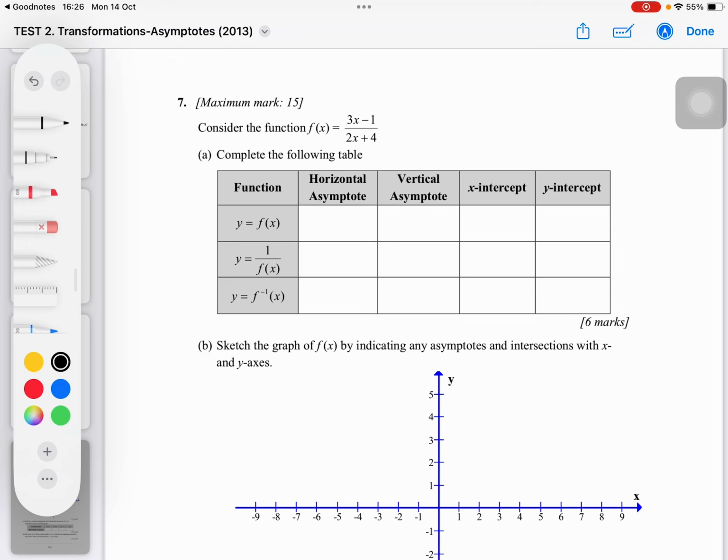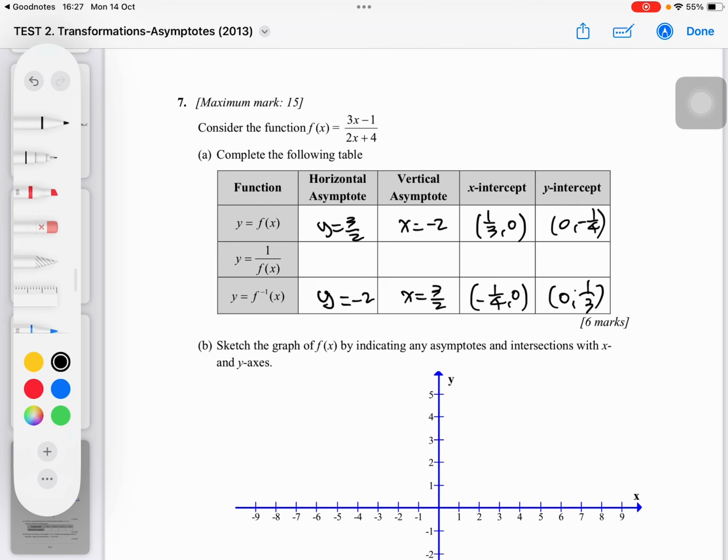So the horizontal asymptote is y equals 3 over 2. The vertical asymptote is x equals negative 2, and y equals negative 2, because f of x and f inverse of x interchange x and y. So the x-intercept is 1 over 3, 0, and the y-intercept is 0, 1 over 3. Then 0, negative 1 over 4, and negative 1 over 4, 0.